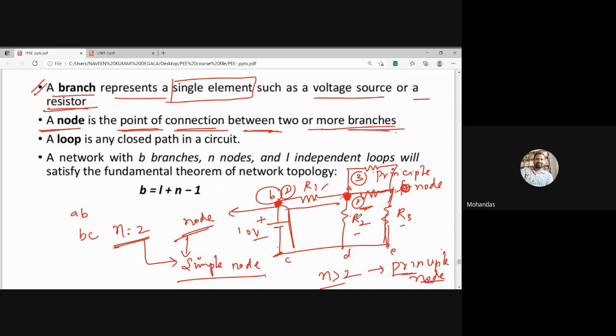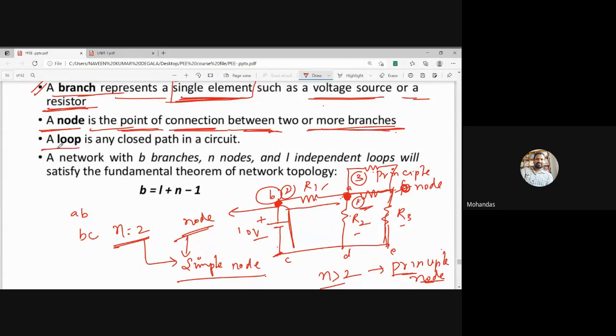So that is a node. A node is the point of connection between two or more branches. But what is a branch? A branch represents a single element. It may be a voltage source, current source, or a resistor.